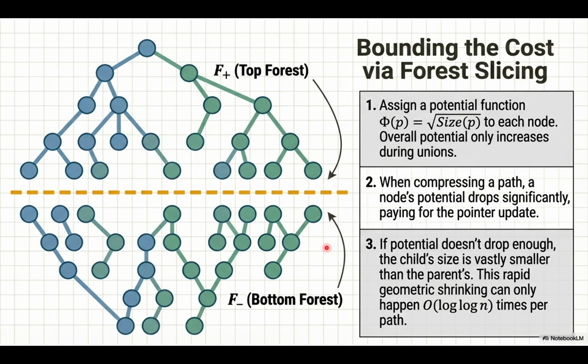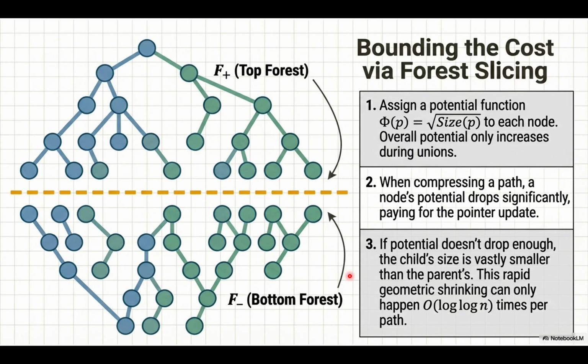Precisely. Now, when you perform a find operation with path compression, you take a node from deep in the tree and snap it directly to the root. By doing so, it gets stripped of its previous descendants. Oh, right, because they got moved too. Exactly. Its size shrinks drastically. Therefore, its mathematical potential, its battery charge, just plummets. Wow. Tarjan proved that the energy released from discharging that mathematical battery perfectly covers the computational cost of updating the pointer. That is wild. The math essentially pays for itself. It does. And because the trees are built using that first heuristic, union by rank, a node's size can only shrink geometrically so many times before it hits 0.